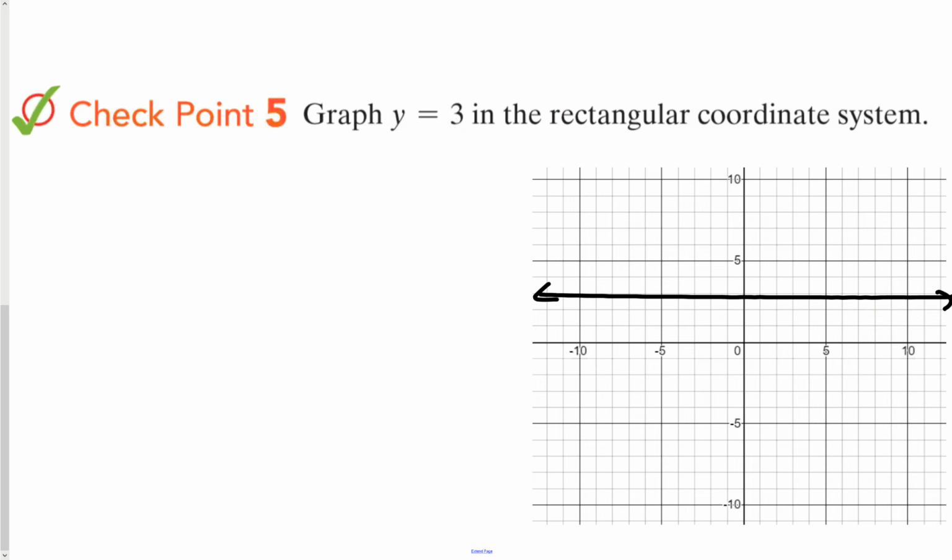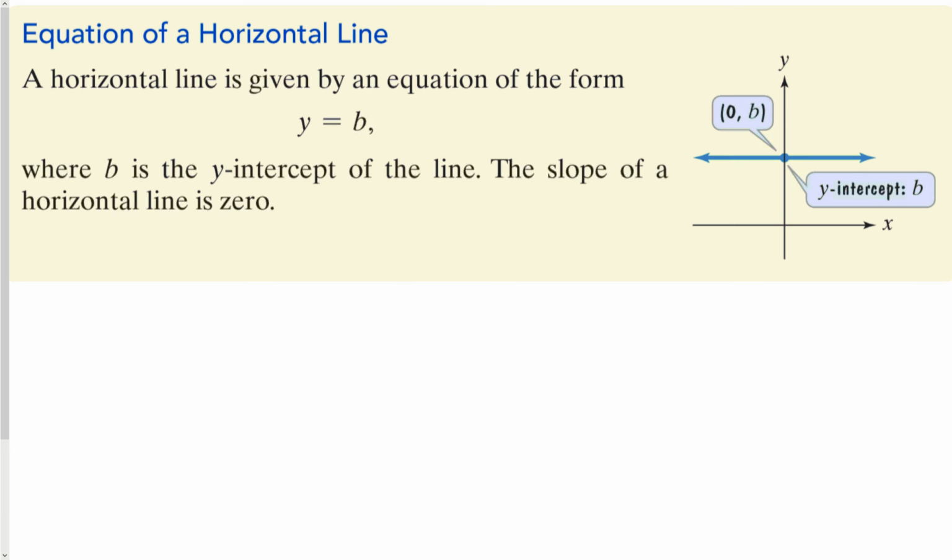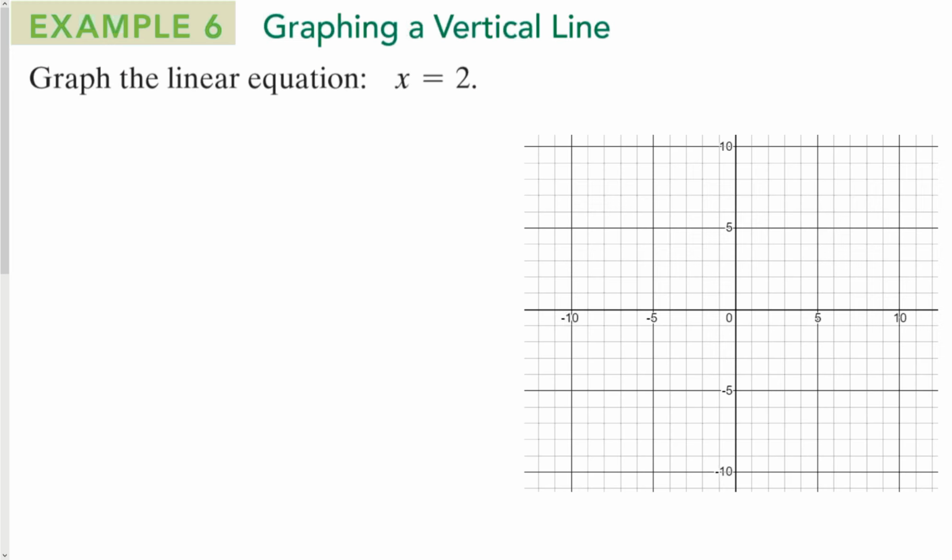Okay, so the equation of a horizontal line is always going to be y is equal to some number. And that number is going to be the y-intercept, right? The slope is going to be 0. So if we wrote it in slope-intercept form, if the slope was 0, this term just cancels out, and we have y is equal to b. Okay? Well, the opposite of that would be x equal to a number.